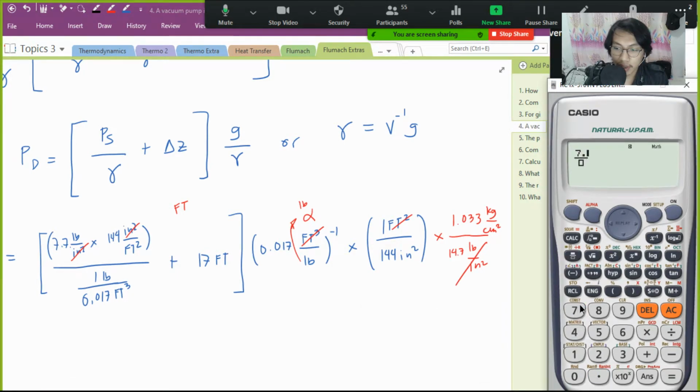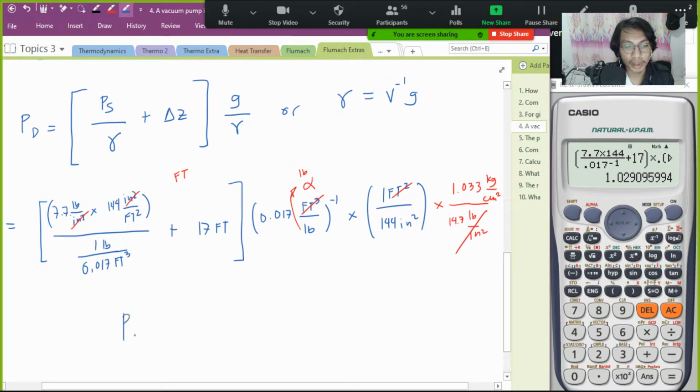So, 7.7 times 144 divide by 0.017 raised to -1, times, kulang pa, plus 17. Lagi ko nakakaligtaan. Times 0.017 raised to -1, times, ito, nasa baba. O di 144 raised to -1 times 1.033 divided by 14.7. The answer will be 1 point.